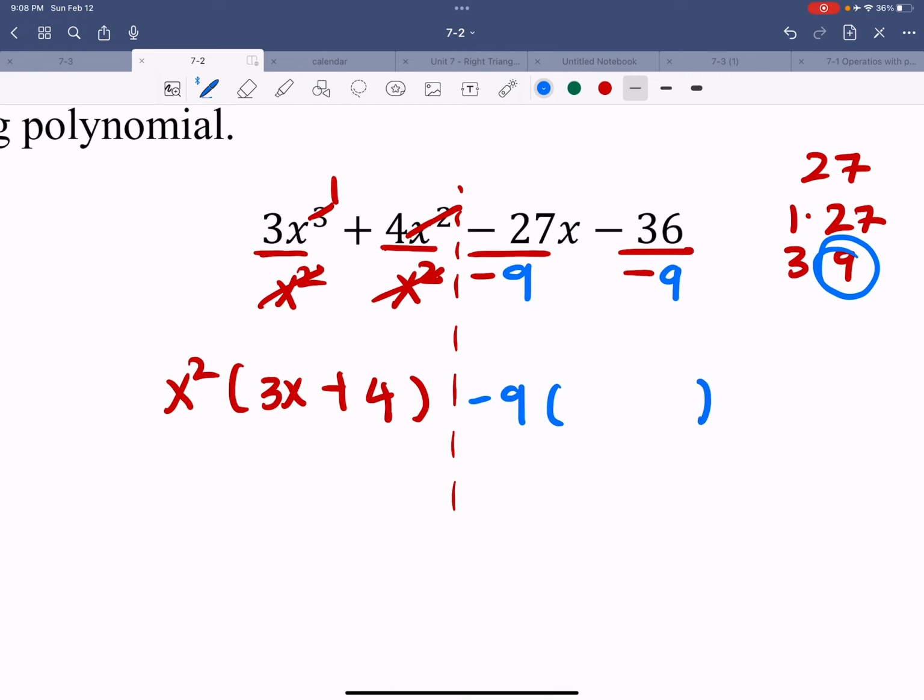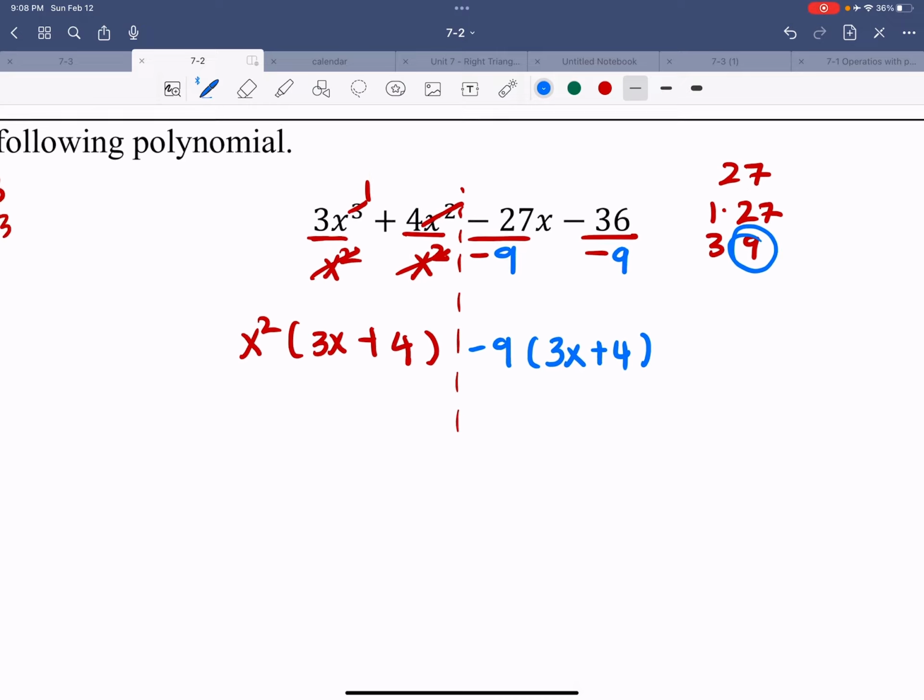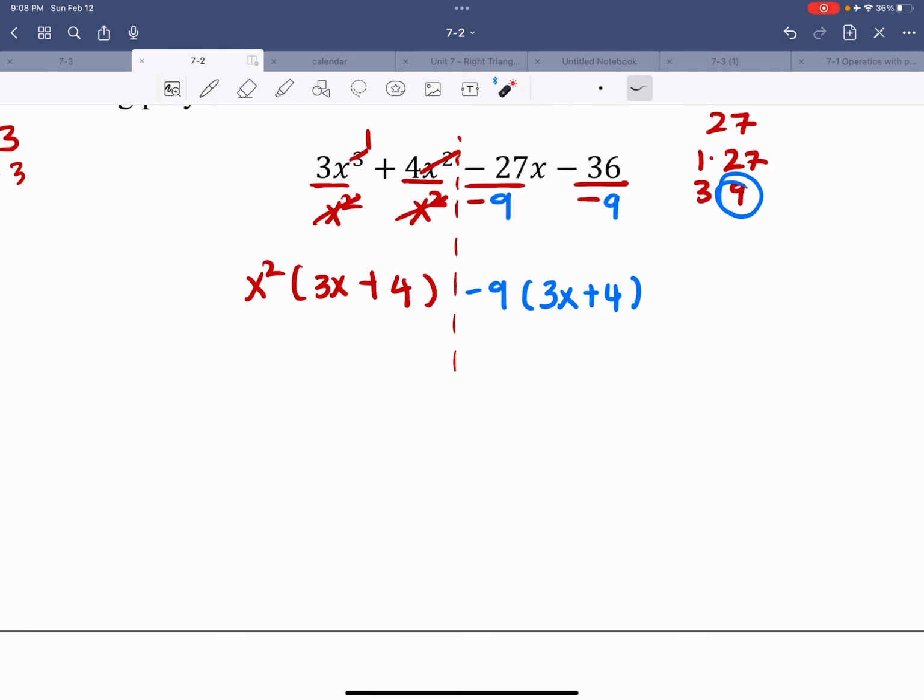That's factoring out. Negative 27 divided by negative 9 is positive 3x. Negative 36 divided by negative 9 is positive 4. And what you have to be careful about is that these two numbers should be the same. If they are not the same, or if they have a different sign, that means you made a mistake somewhere. Okay, that's the next step.